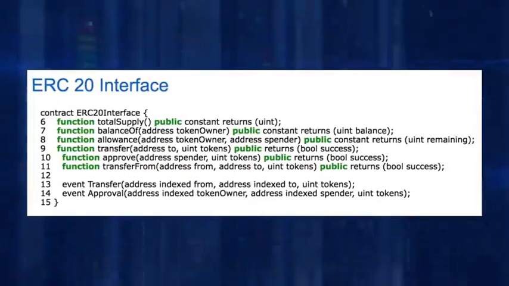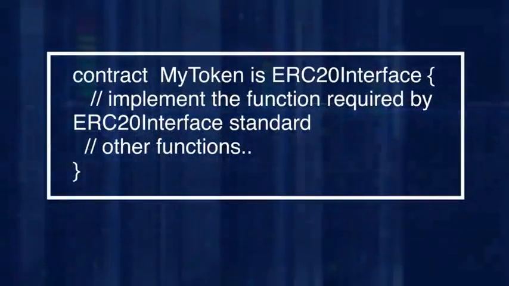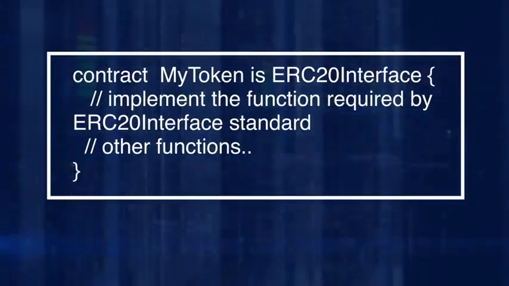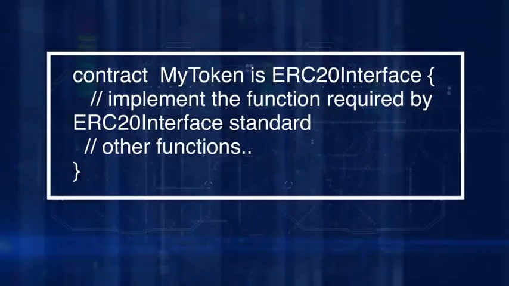Given this interface, how do you make a token ERC20 compliant? Of course, you have to implement the functions required by the ERC interface. Recall our discussion of interface in the last module. Contract MyToken is ERC20 interface. Implement the functions required by the ERC20 interface standard, and other functions.